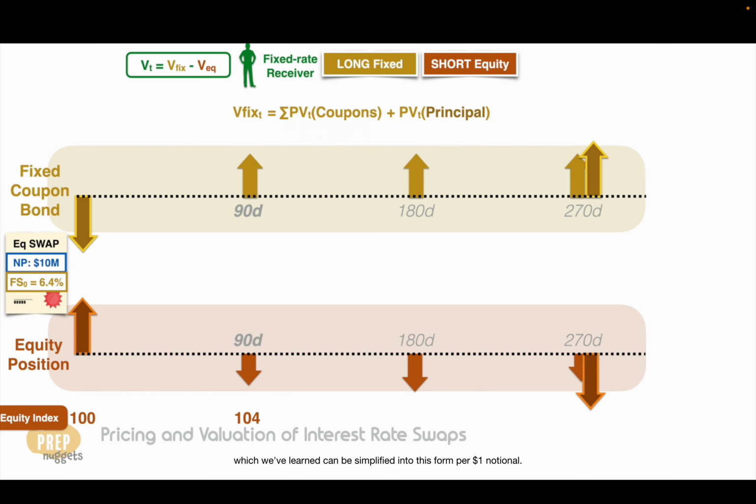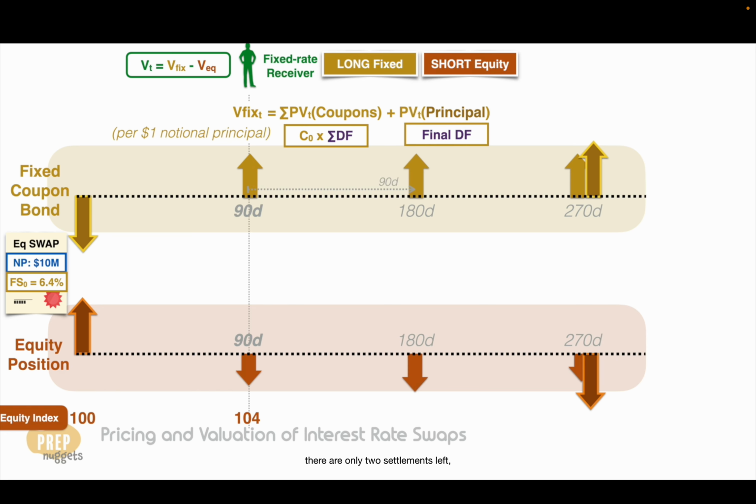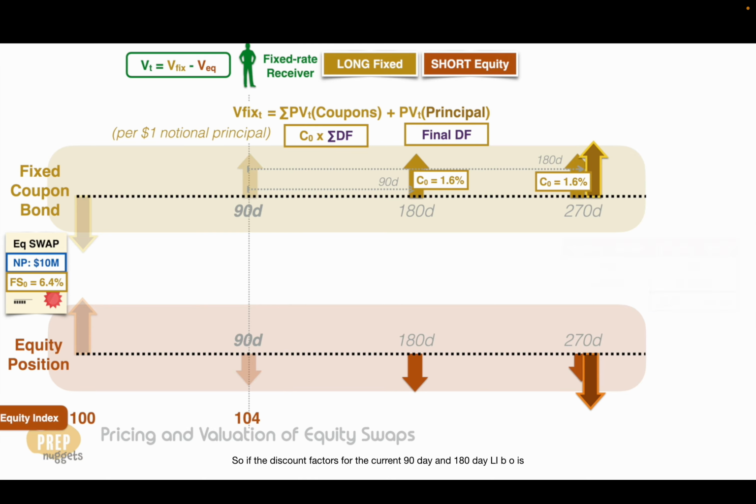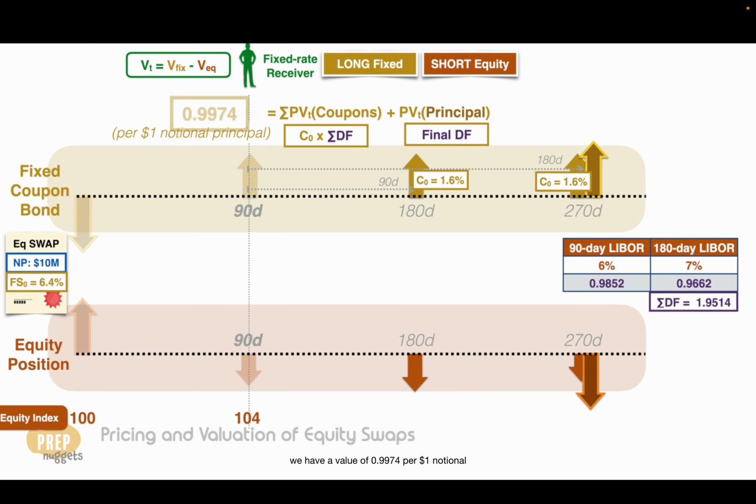which we've learned can be simplified into this form per $1 notional if we have the discount factors. At this point in time, there are only two settlements left, so we can ignore the earlier cash flows. We have earlier calculated the unannualized fixed coupon rate is 1.6%. So if the discount factors for the current 90-day and 180-day LIBOR is as such, we have a value of 0.9974 per $1 notional for the fixed rate bond. Since our notional principal is $10 million, the value of the fixed coupon bond is $9.974 million.